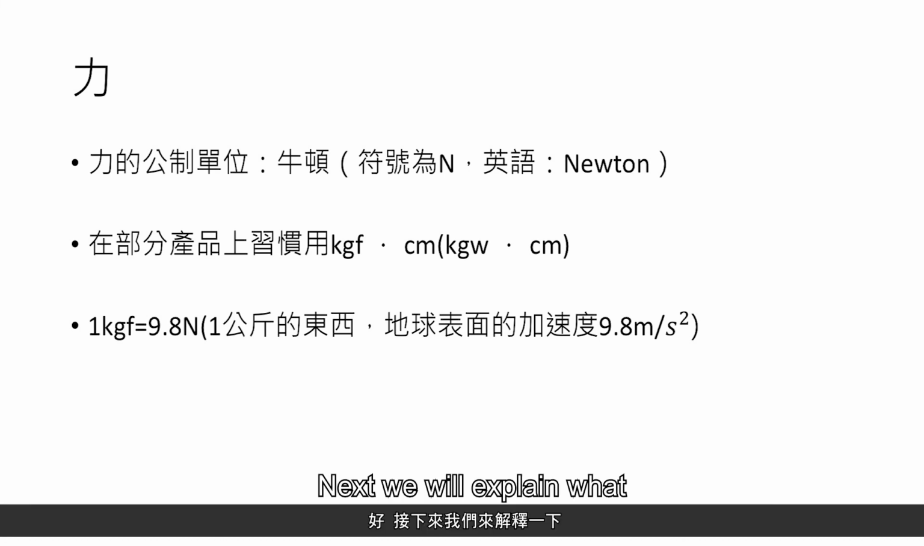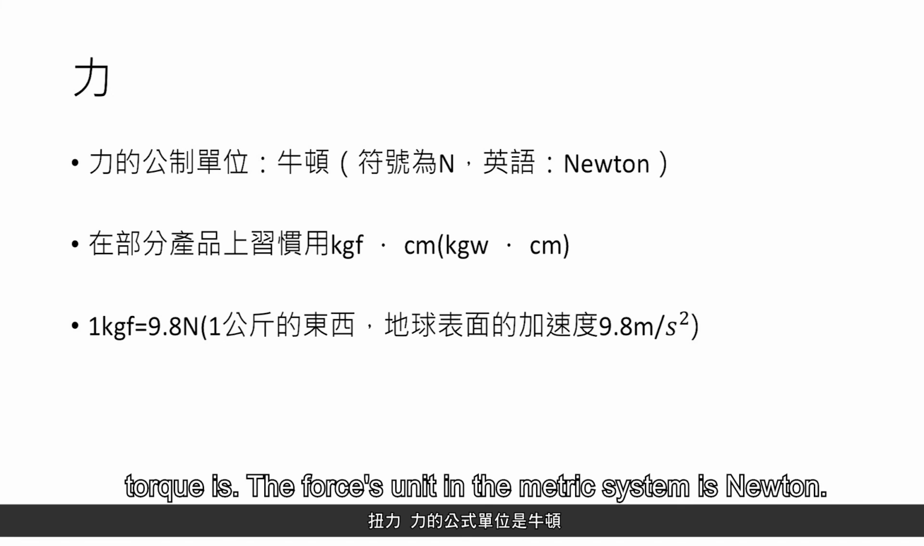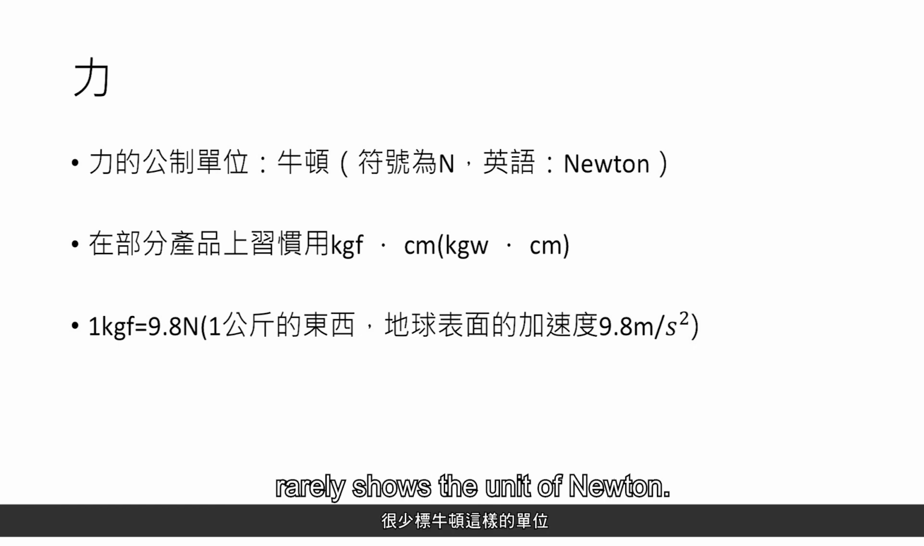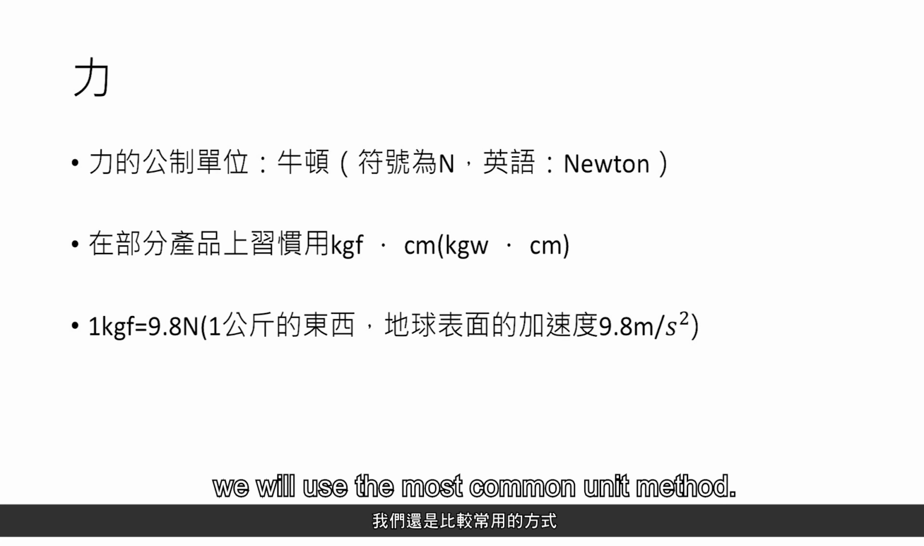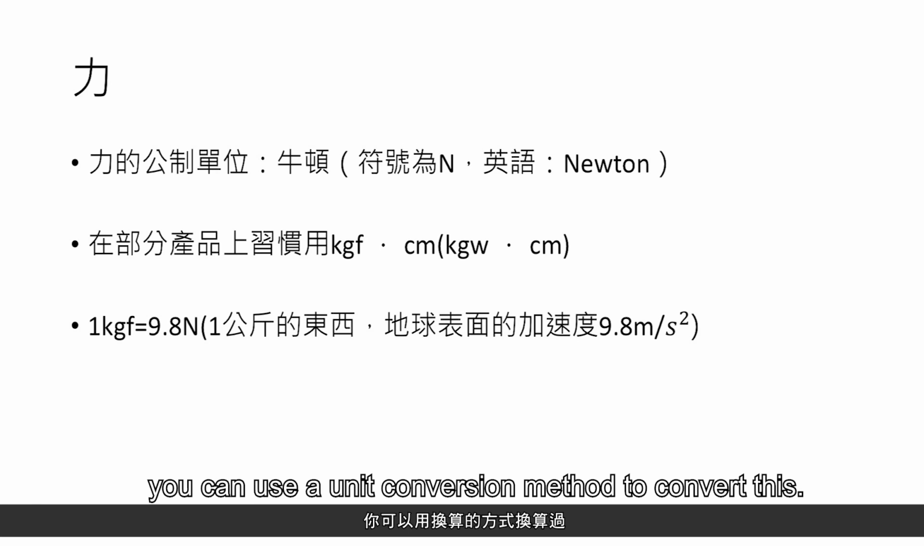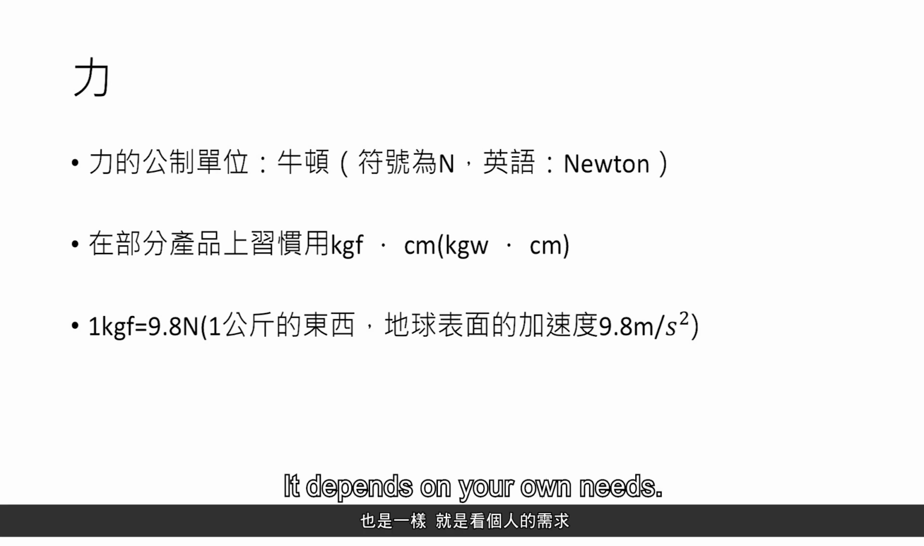Next, we'll explain what torque is. The first unit in the metric system is Newton. However, when we buy these parts, such as the TT motor or the MG995, the label rarely shows the unit of Newton. It's usually labeled with kgf.cm. When we explain this later, we will use the most common unit. If you find that the motor that you want to buy is labeled with Newton, you can use a unit conversion method to convert this. It depends on your own needs. Let's take a look at this.